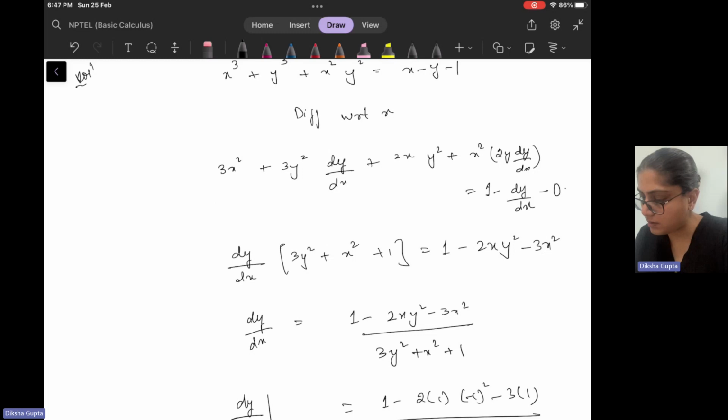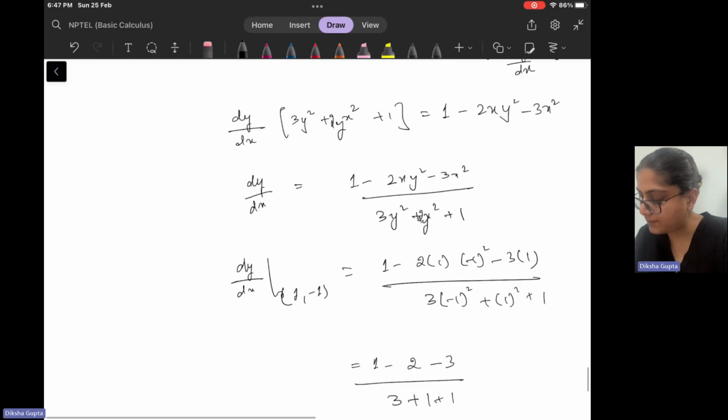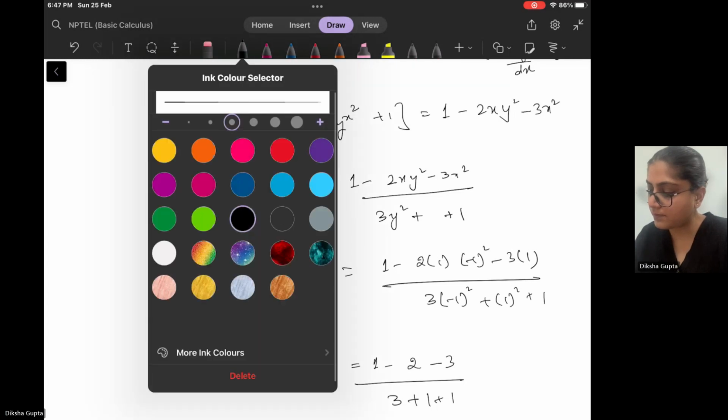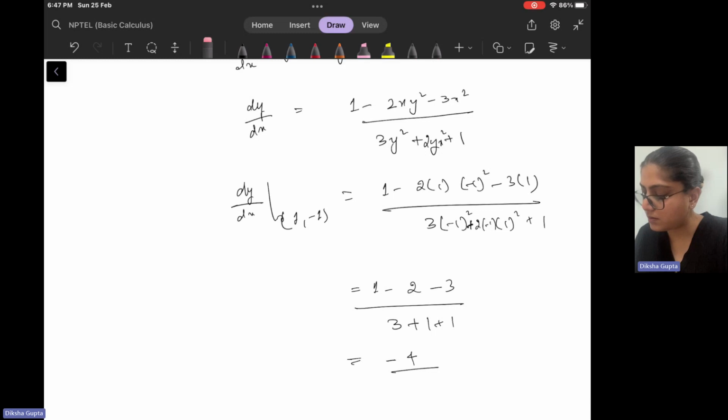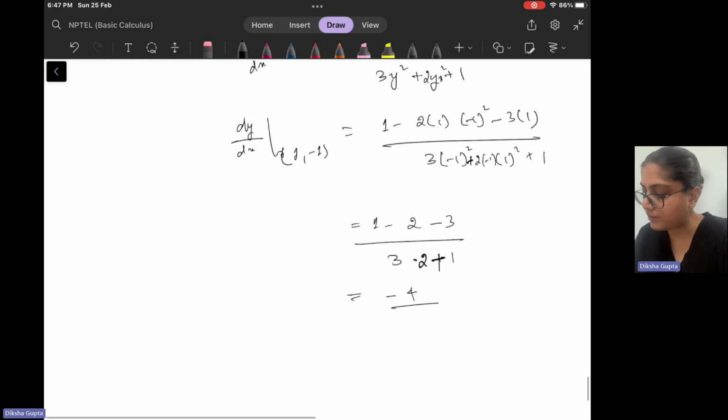Yeah, here it is 2y also: 2y x square. So it is 2 into minus 1 also. So it is minus 2.